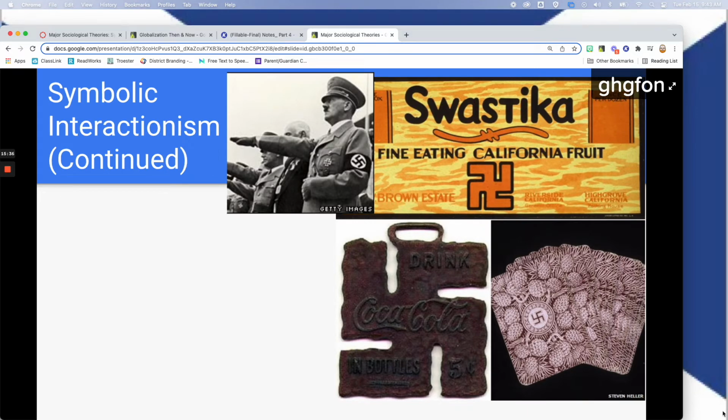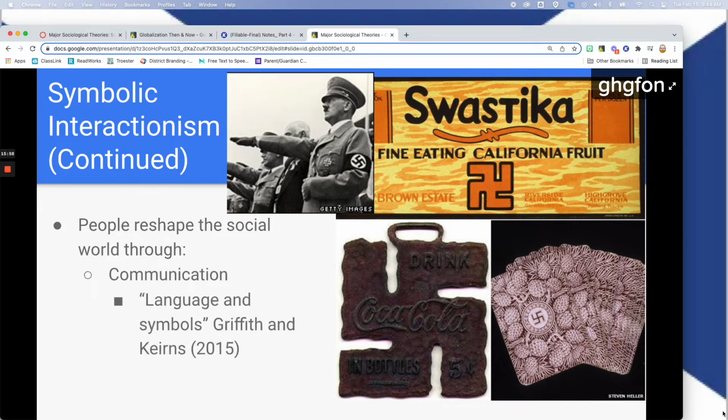Let's look at some other examples, right? Because who doesn't want to look at swastikas and Hitler? So we know that the scripts can change, right? And symbolic interactionism is very much focused on how we can reshape the social world. And it turns out it's the same mechanism for how we understand it: communication via language and symbols, and our interactions with other individuals.